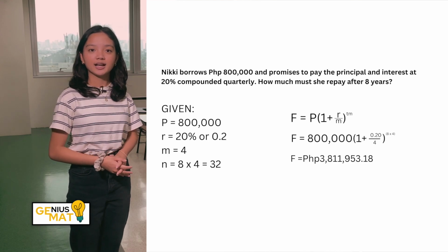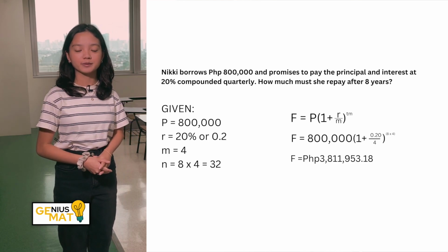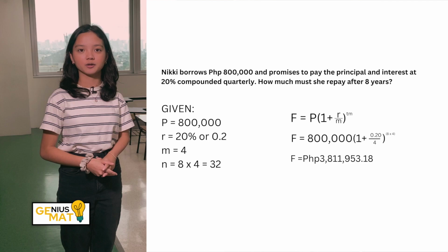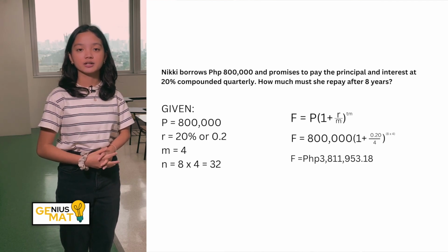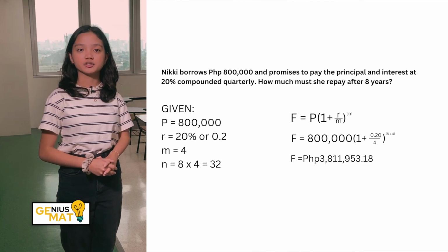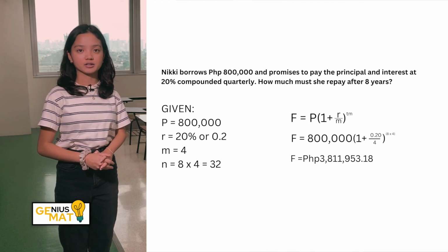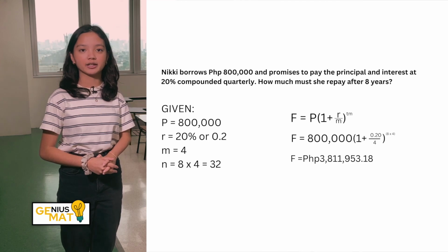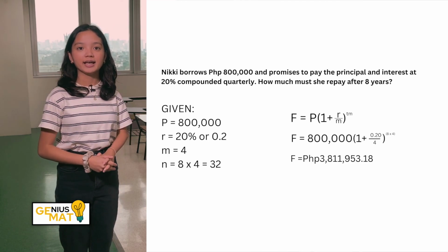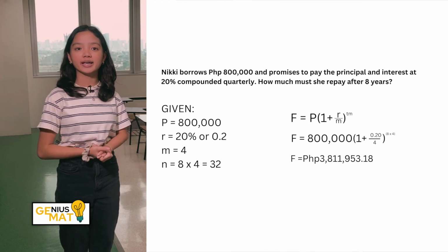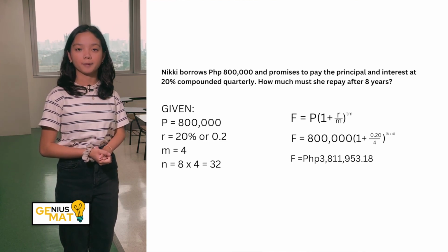Nikki borrows 800,000 pesos and promises to pay the principal and interest at 20%, compounded quarterly. How much must she repay after 8 years? So we will plug in all the values. P is 800,000 pesos, R is the rate which is 20% or 0.2, M is 4 because it is compounded quarterly, and N is T times M, which is 8 times 4 equals 32.